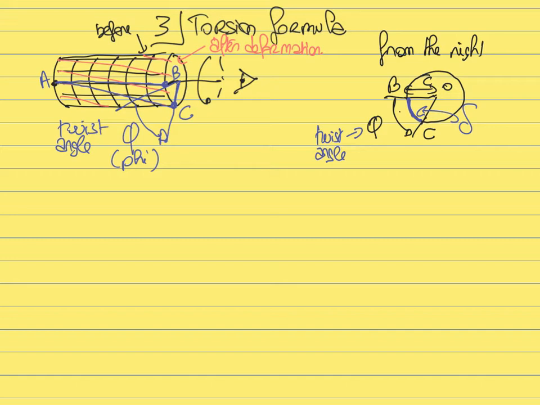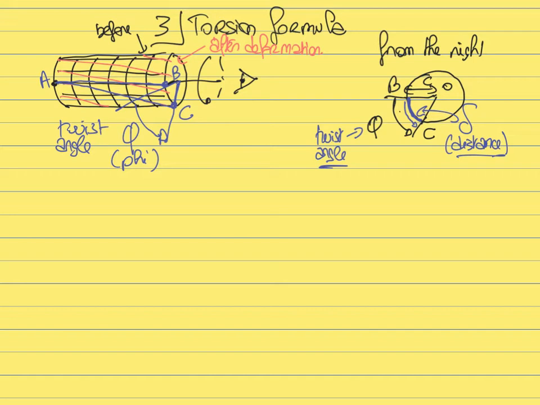This is going to be the displacement from point B to point C, the distance of the portion of the circle between point B and point C. So phi is an angle, and delta is the distance over which point B has been displaced up to point C. Now, let's relate this twist angle to the distance, and to the shear strain that this beam is subjected to on its surface.